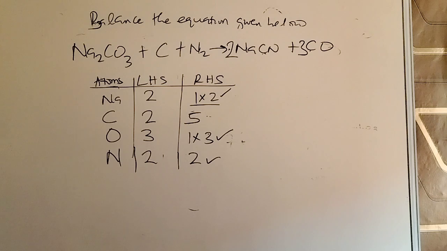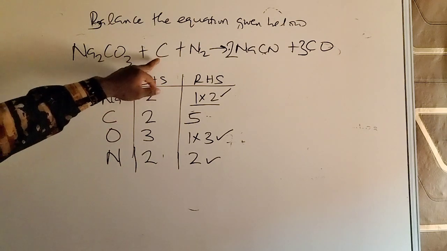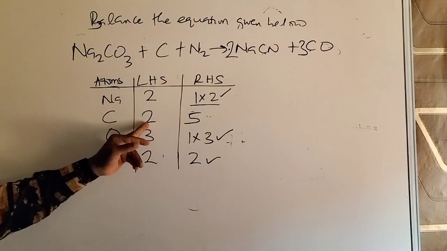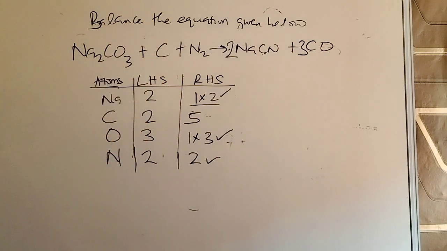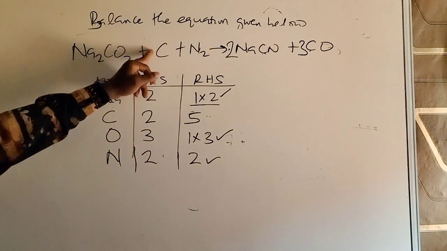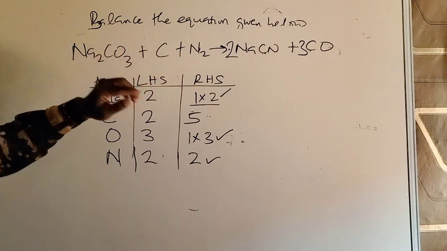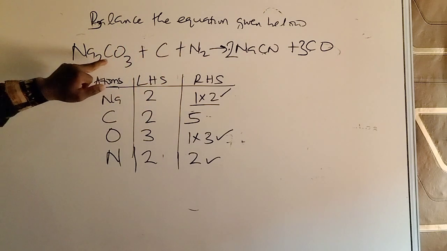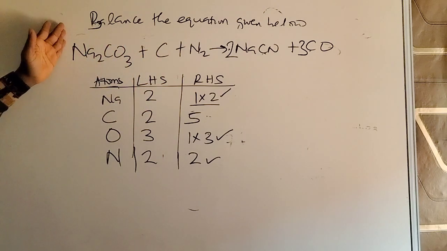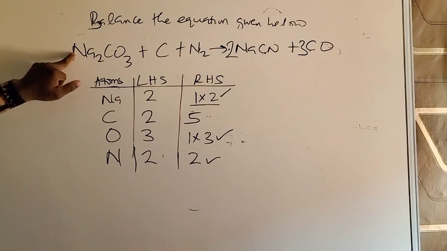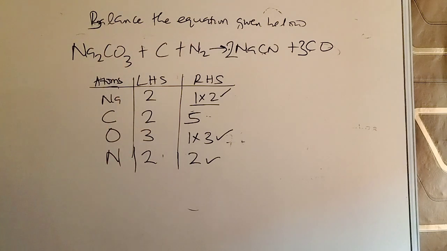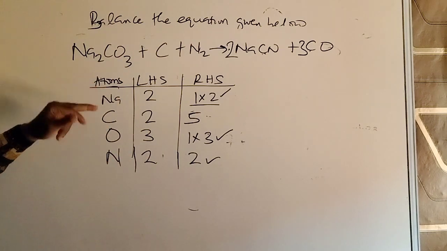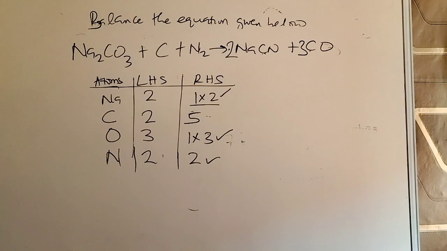If you go to this side, you have carbon here. This is the side that is smaller, the left hand side reactant. Carbon is 1 here, carbon is 1 there. So you have to use initiative. Any number I put here will only affect carbon. Remember that you have balanced sodium. Carbon is not alone here, so any number you put here will offset sodium and also offset oxygen. Since sodium and oxygen are already balanced, I don't want to unbalance them.